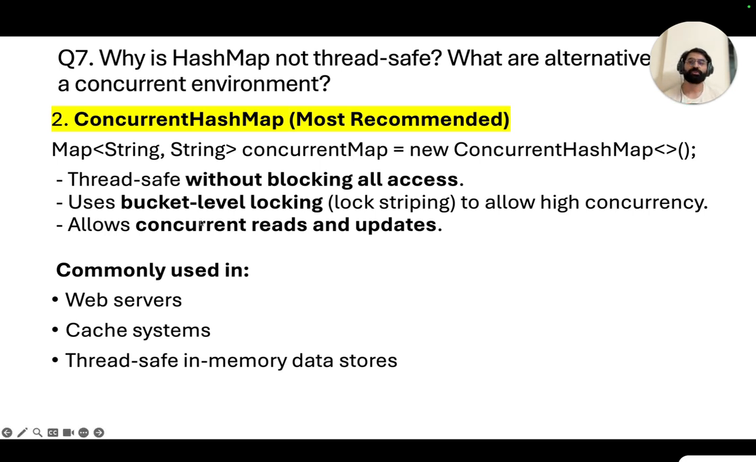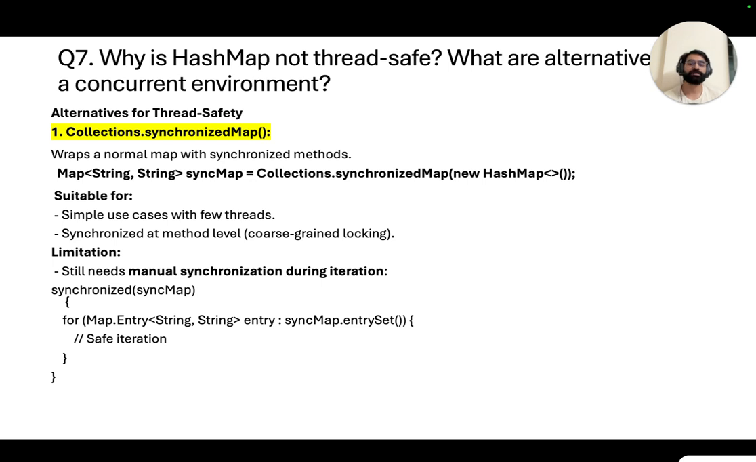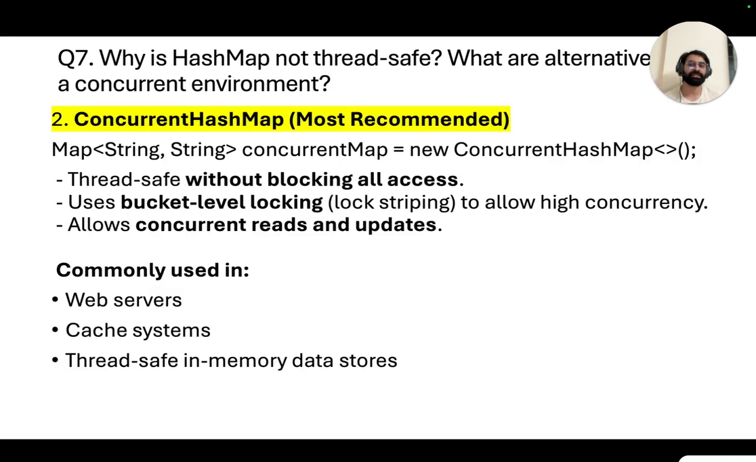The next point is that concurrent reads and updates can happen, because it uses bucket level locks. It means if we have 16 buckets, then 16 locks will be there, which means 16 writes can be done. But with a synchronized map, it will lock the whole object, which means at a time only one thread can use it. Here 16 threads can write. This is commonly used in web servers, cache systems, and thread-safe in-memory data stores.